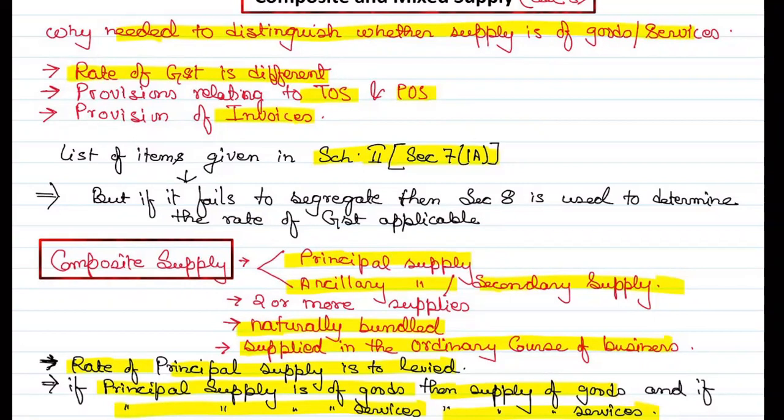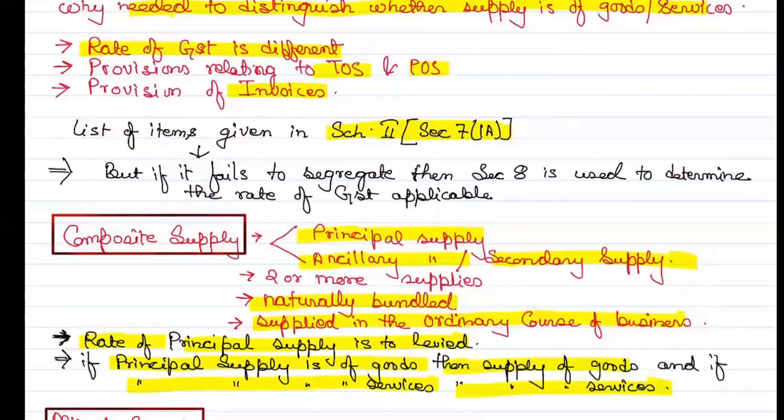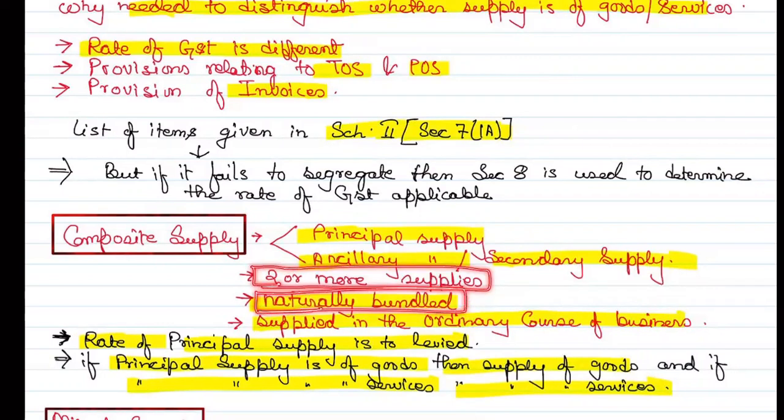Now, the first one is a composite supply. What actually is a composite supply? Composite supply means two or more supplies, naturally bundled, supplied in the ordinary course of business. What actually is it trying to say?